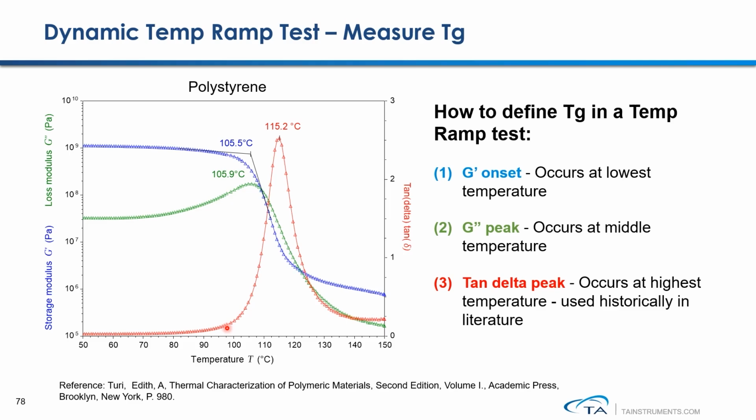In the dynamic temperature ramp experiment, glass transition can be described in 3 different methods. The first method to describe glass transition is by taking the onset value of the G' curve. This temperature usually occurs at the lowest temperature. The second way to describe glass transition is by taking the peak value of the loss modulus. And the third method to describe Tg is by taking the peak value of the tan delta peak.